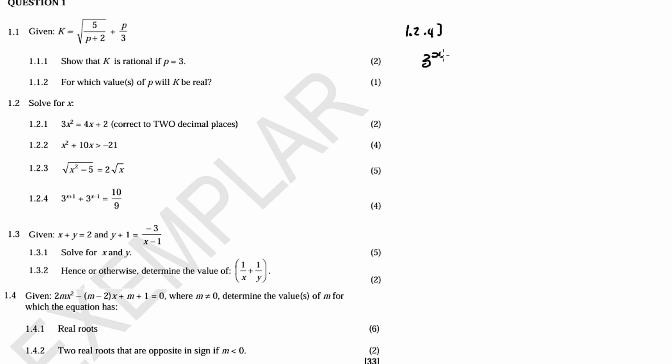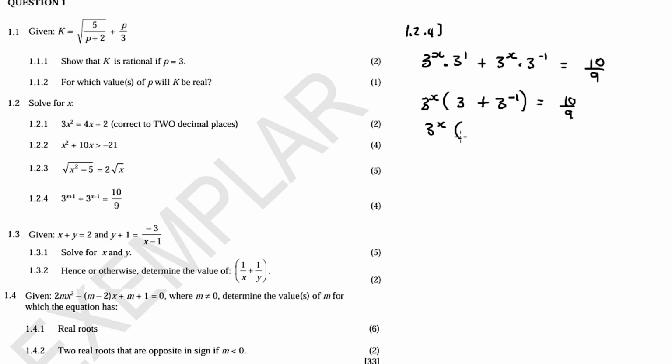I'm going to say 3 exponent x times 3 exponent 1 plus 3 exponent x multiplied by 3 exponent minus 1 equal to 10 over 9. After breaking them apart, I'm going to pull out 3 raised to exponent x as a common factor. So it's going to be 3 raised to exponent x, and I'm left with 3 plus 3 exponent minus 1, equal to 10 over 9.